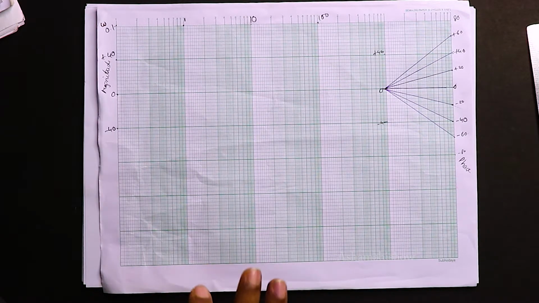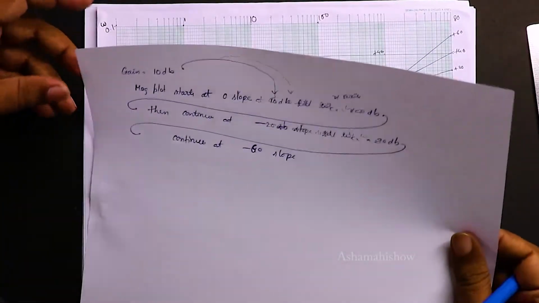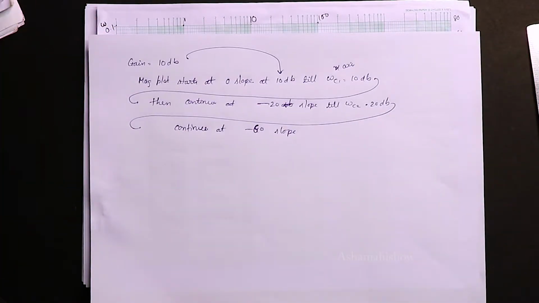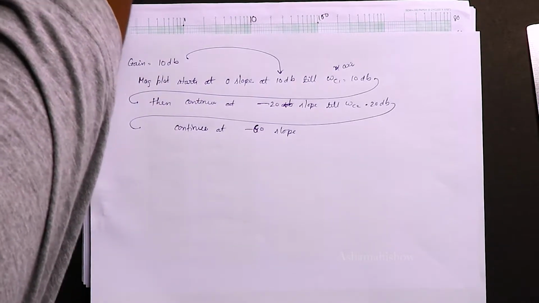Now, how to draw this one? This will be tricky. I'll tell you. Initially, you need to take your gain into consideration. In your second step, actually, when we are doing this, we have taken the gain.